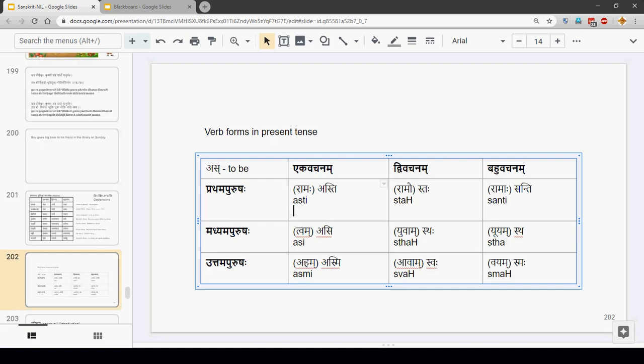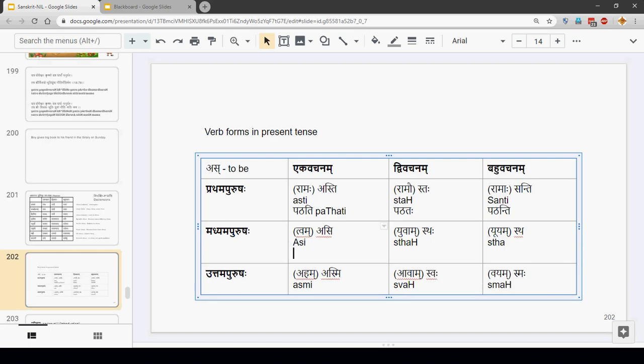like pathati, which are simple forms, right? Then we have pathataha. These are easy. These have predictable forms, like pathataha, pathanti, because these fall in the first group. There are 10 groups, and this is the first. This patha is the root word, or dhatu. This falls in the first group. So the first group is easy, it has predictable forms. Like pathati, pathataha, pathanti. Then we have pathasi.